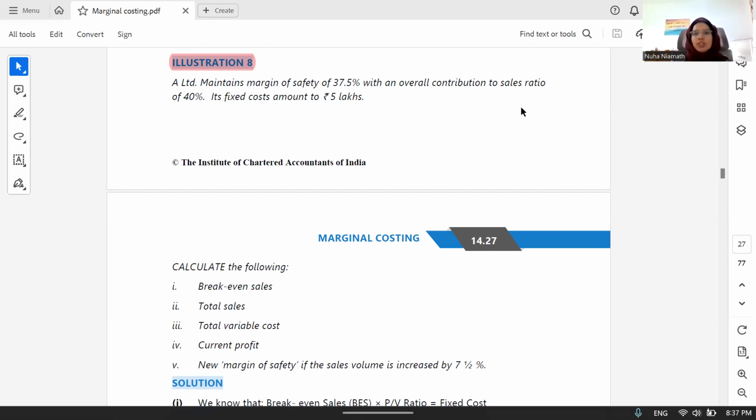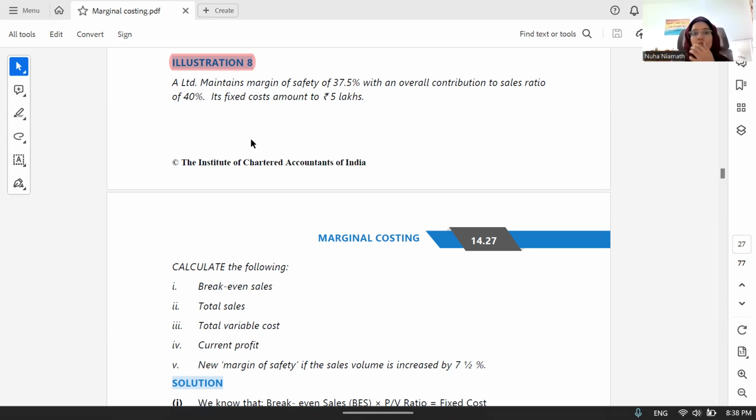So illustration 8 goes like this. A Limited maintains a margin of safety of 37.5% with an overall contribution to sales ratio of 40%. Its fixed costs amount to 5 lakh rupees. Calculate the following: break-even sales, total variable costs, current profit, new margin of safety if the sales volume is increased by 7.5%. Okay, pretty simple question, but it's a good summary of everything in one question.